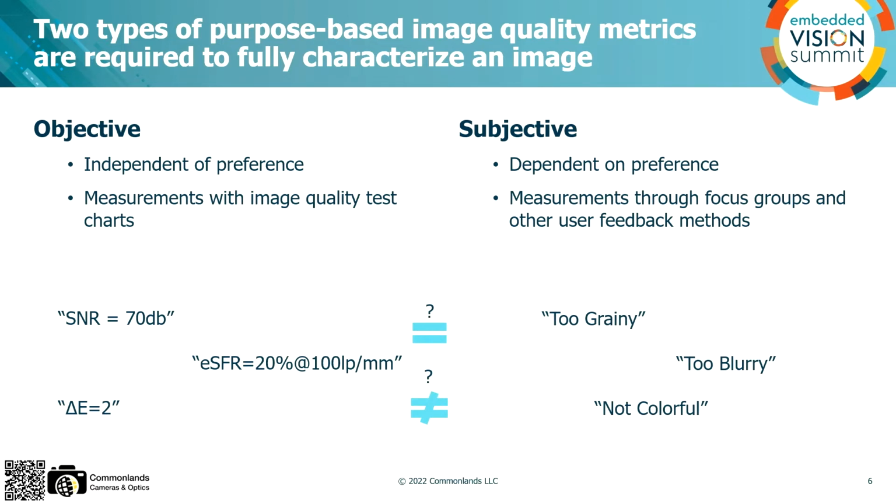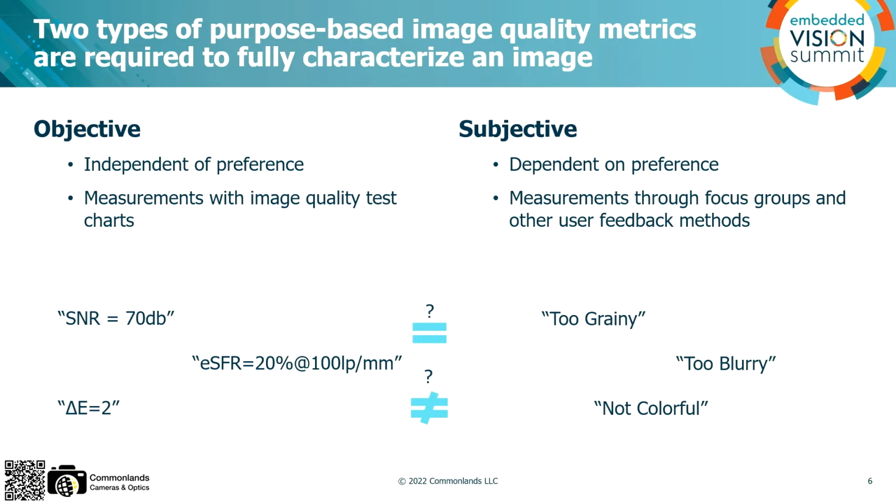These are objective image quality statements. Subjective image quality is something that is more familiar to most people, because if you have a photo sharing app like Instagram and you look at a photo, you might say, oh, I really like that image. You might not be able to characterize exactly why you like that image, but if it's a bad image, you'll say, oh, that's too grainy, that's too blurry, or it's not colorful enough.